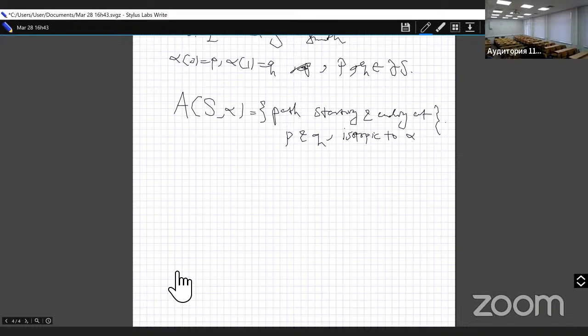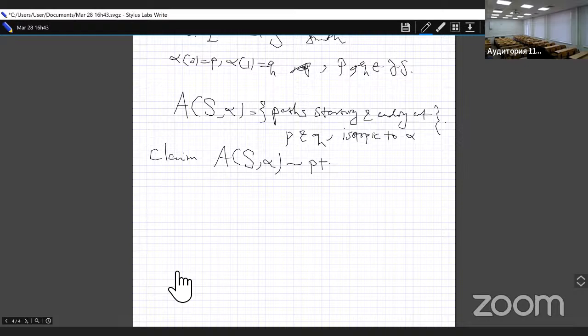I'm going to prove this after the break, but the claim is that this space is contractible, which is not trivial. So A S alpha is the space of paths which start at P and end at Q and are isotopic to alpha. Okay, so again, isotopic or homotopic? Isotopic.